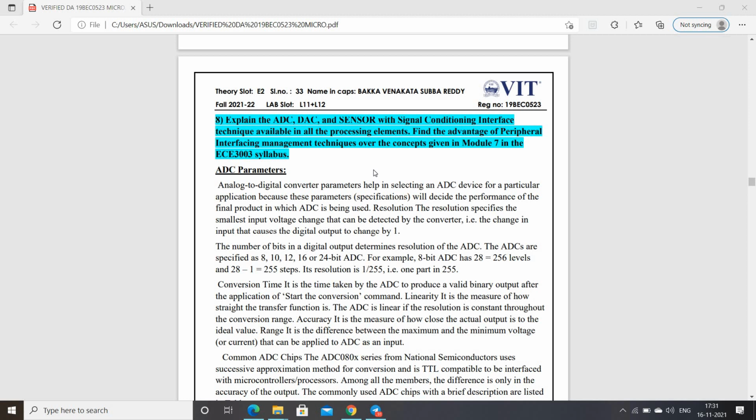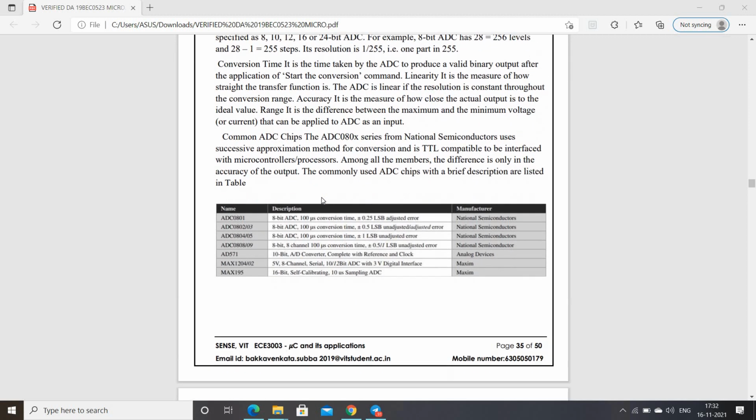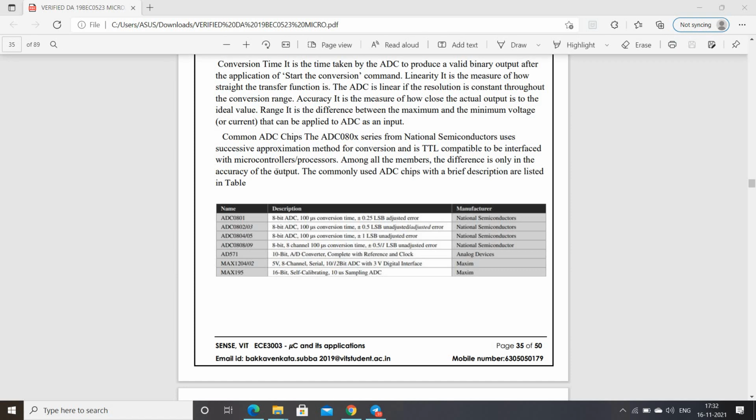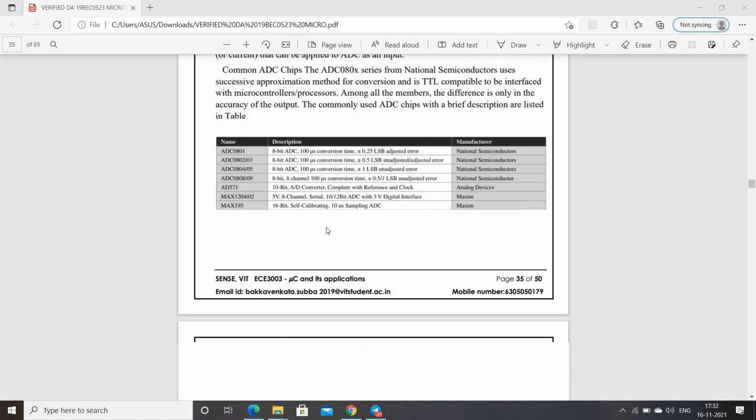Resolution: the resolution specifies the smallest input voltage change that can be detected by the converter, which means the change in input that causes the digital output to change by 1. So the common ADC chip, the ADC080X series from National Semiconductor, uses the successive approximation method for conversion and is TTL compatible to be interfaced with microcontrollers or processors.